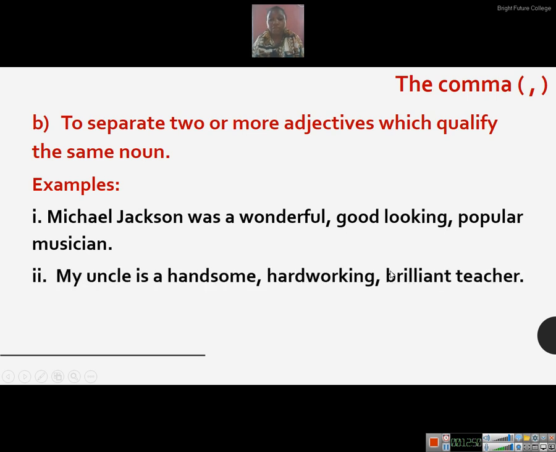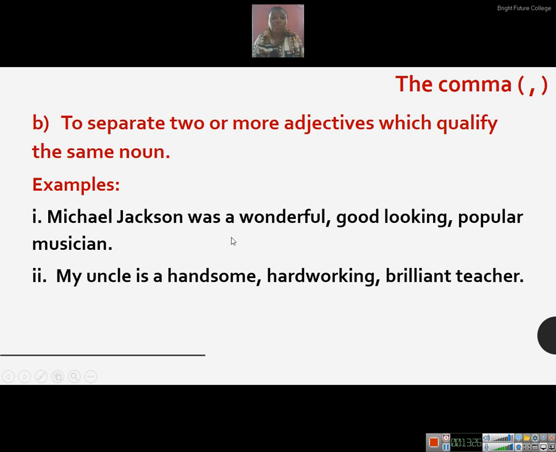The second example is, my uncle is a handsome, hard-working, brilliant teacher. We have handsome, hard-working, and brilliant as adjectives. So we use comma to separate them. Handsome, comma, hard-working, comma, and then brilliant. Remember I said after the last adjective, there should be no comma.